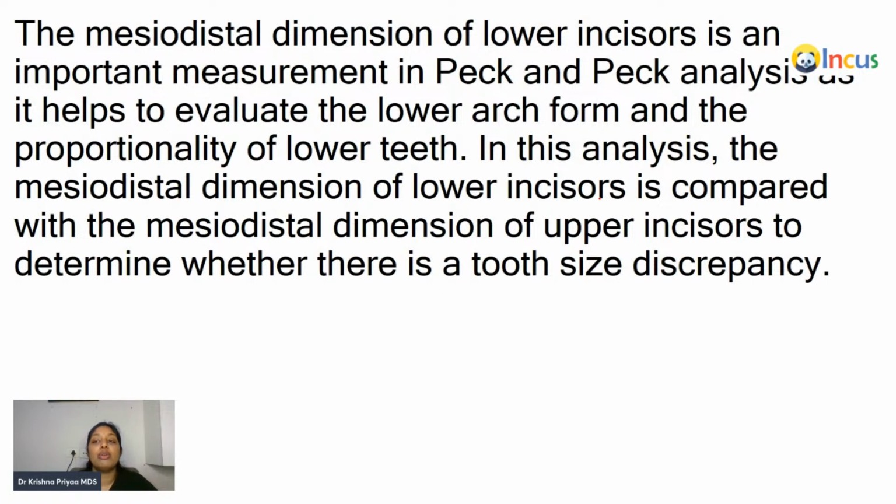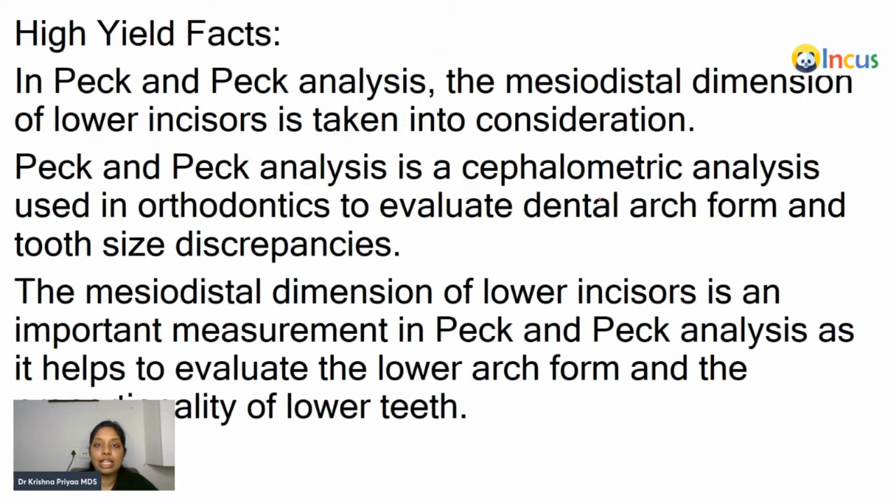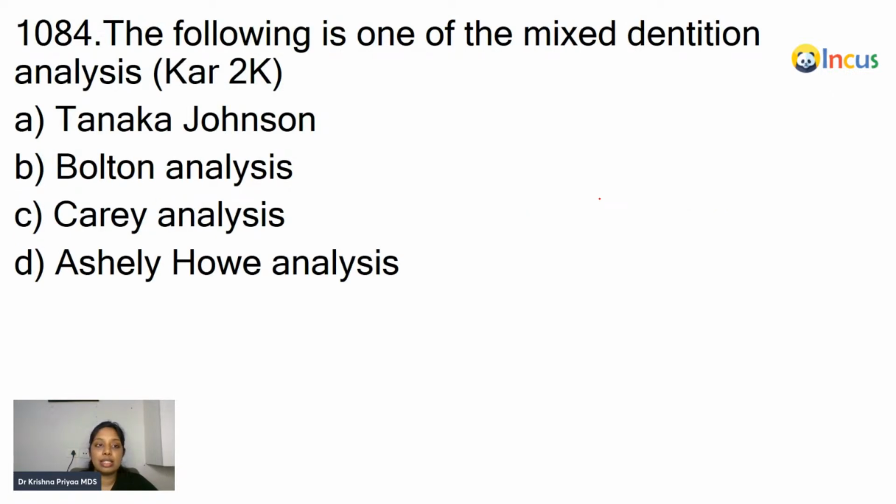The mesiodistal dimension of the lower incisors is a very important measurement in Peck and Peck analysis because it helps in identifying the lower arch form and also the proportionality of the lower teeth. The lower incisor is compared with the mesiodistal dimension of the upper incisor to determine the tooth size discrepancy. That is the Peck and Peck analysis. It includes values such as intercanine width, intermolar width, arch length and depth, Bolton's ratio, and such. It also helps in the assessment of arch length and arch form, tooth size discrepancy, and treatment planning. The following is one of the mixed dentition analyses.